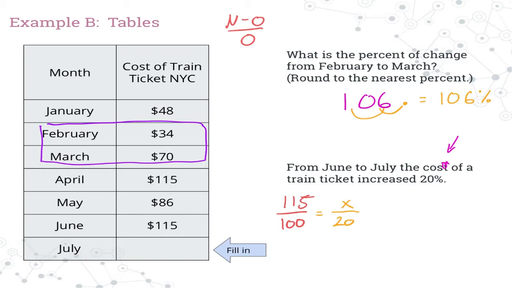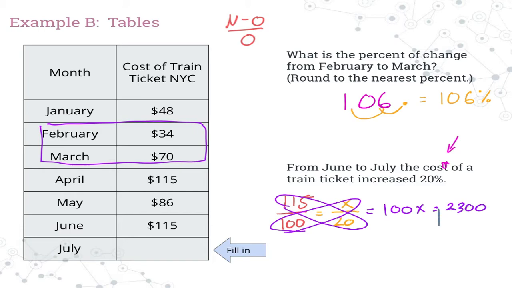So now we can do some cross multiplication. 100 times x is 100x. Then we need to do 115 times 20, and we can do that in our calculator. 115 times 20 is going to give us 2,300. Now we've got a one-step equation. We know how to solve those.